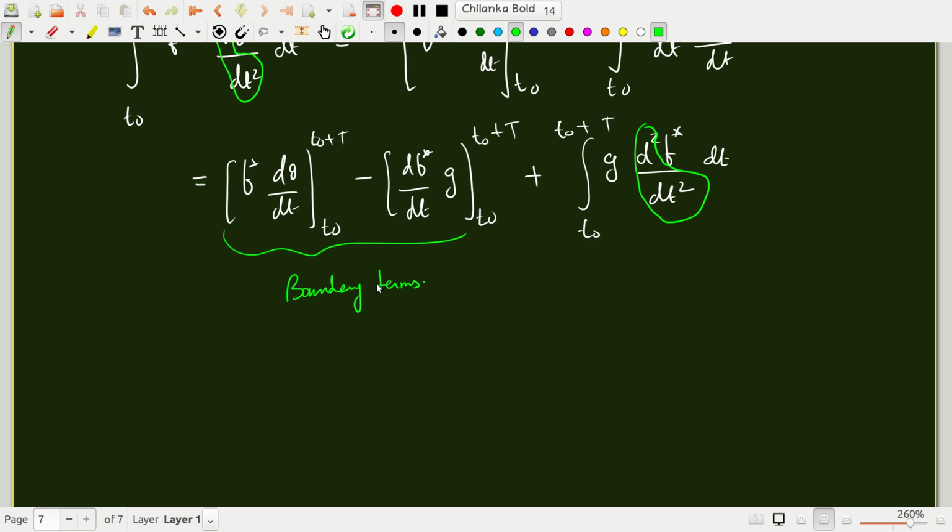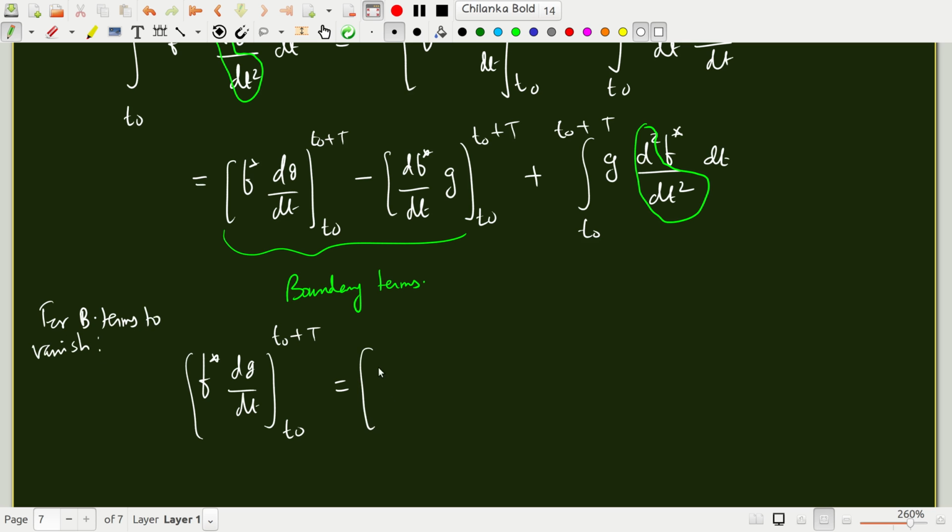Okay, so if the operator is self-adjoint, then we need f star dg by dt from t naught to t naught plus t. The boundary terms must vanish. For the boundary terms to vanish, we require this to be equal to df star by dt g. Then you will find that L is self-adjoint or Hermitian.